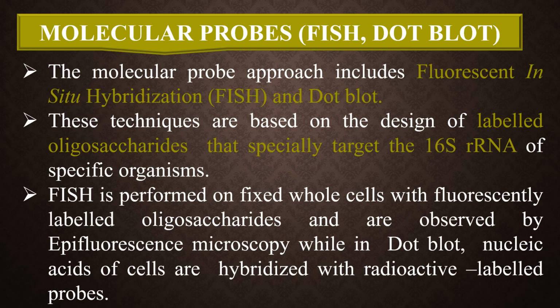Molecular probes, FISH and dot blot. The molecular probe approach includes fluorescence in situ hybridization and dot blot. These techniques are based on the design of labeled oligonucleotides that specifically target the 16S rRNA of specific organisms. FISH is performed on fixed whole cells with fluorescently labeled oligonucleotides and observed by epifluorescence microscopy, while in dot blot, nucleic acids of cells are hybridized with radioactive labeled probes.